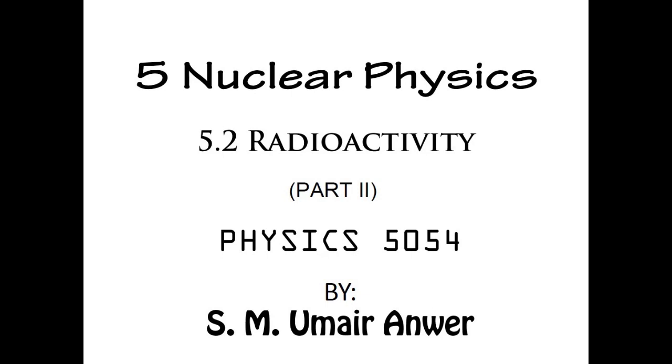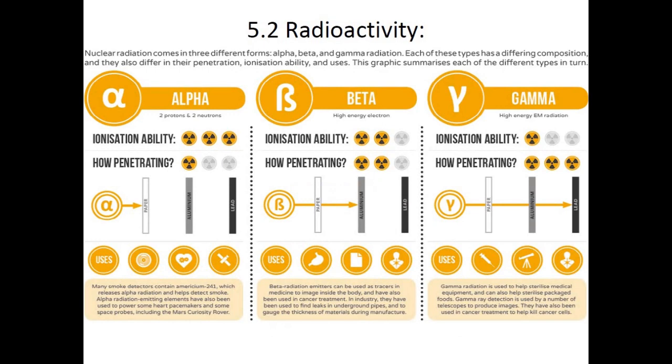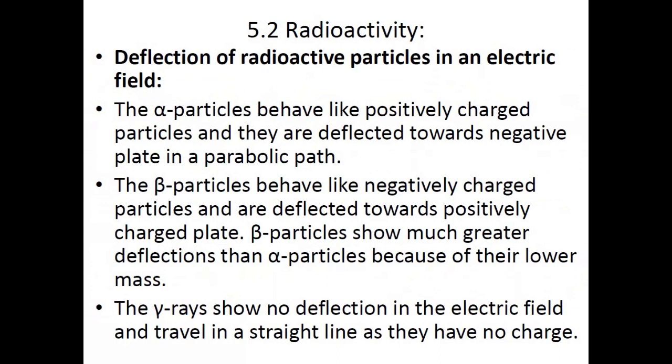We studied alpha rays, beta rays, gamma rays, or alpha particles, beta particles and gamma radiation, and then we discussed some of their properties, penetrating power and ionization power, and then we discussed some of the uses of these three types of radiation as well. Now we are going to talk about another property, deflection of radioactive particles in an electric field.